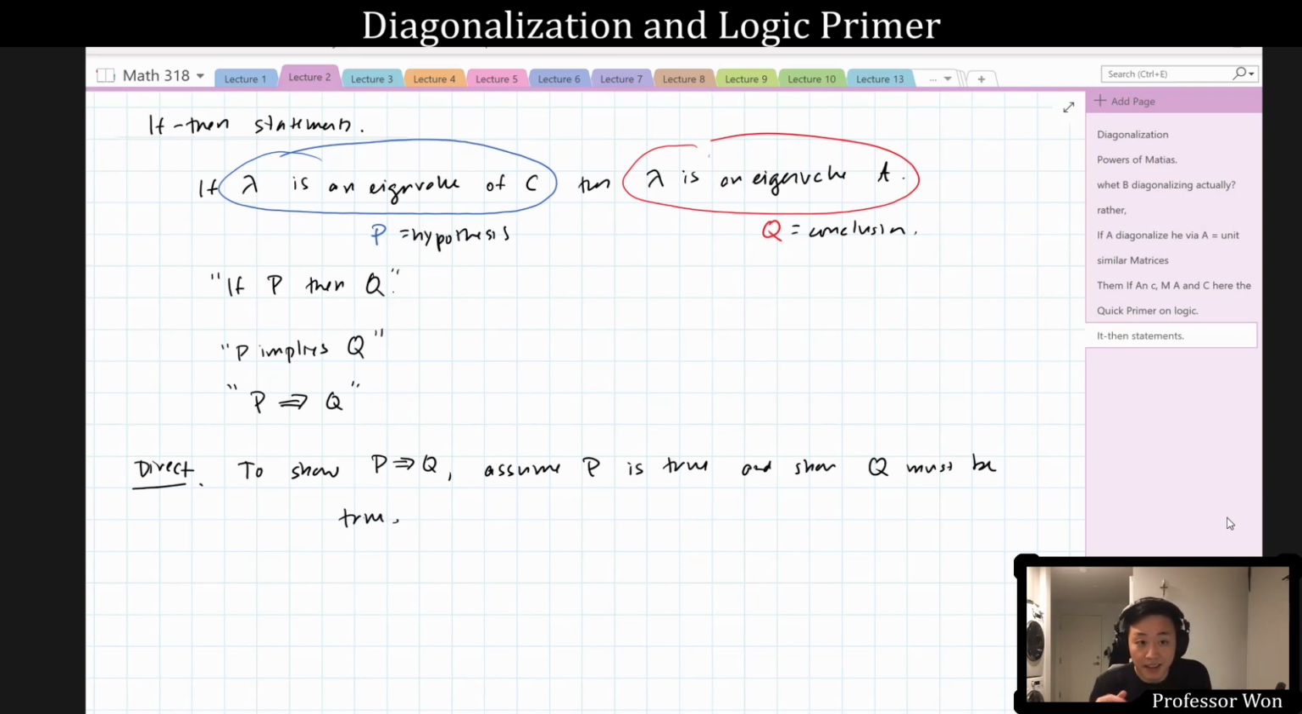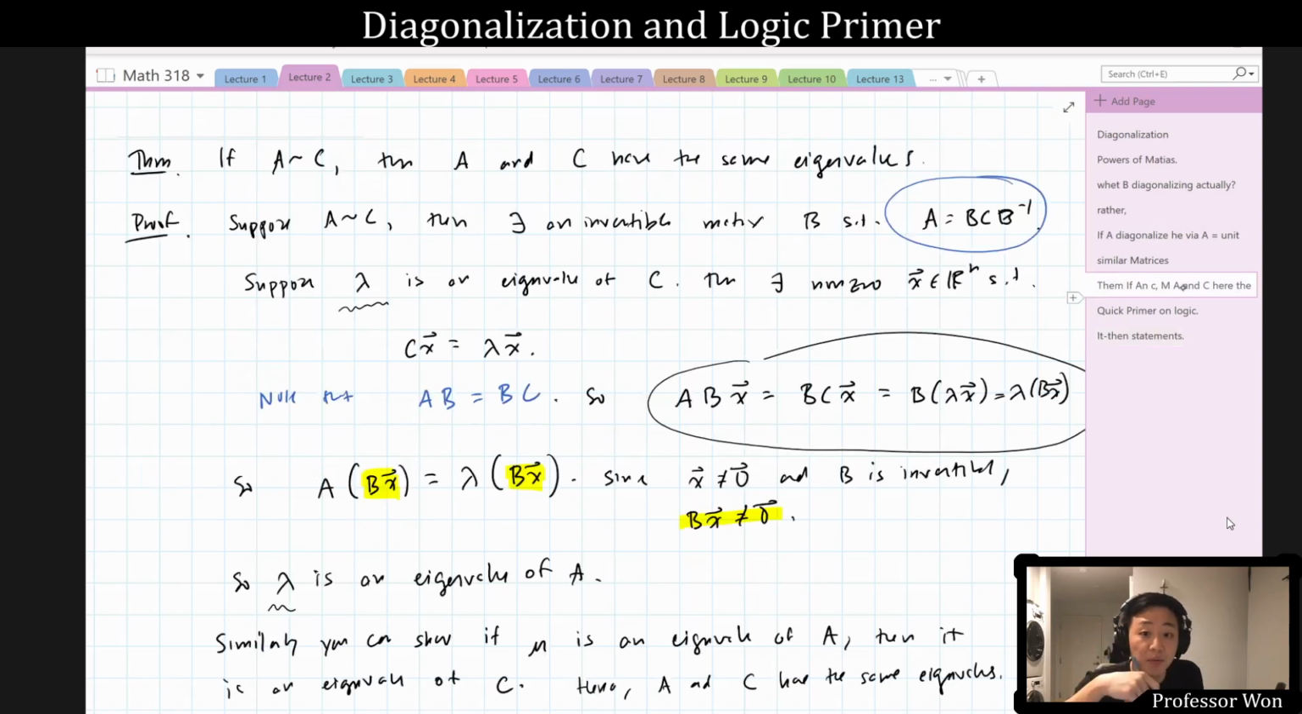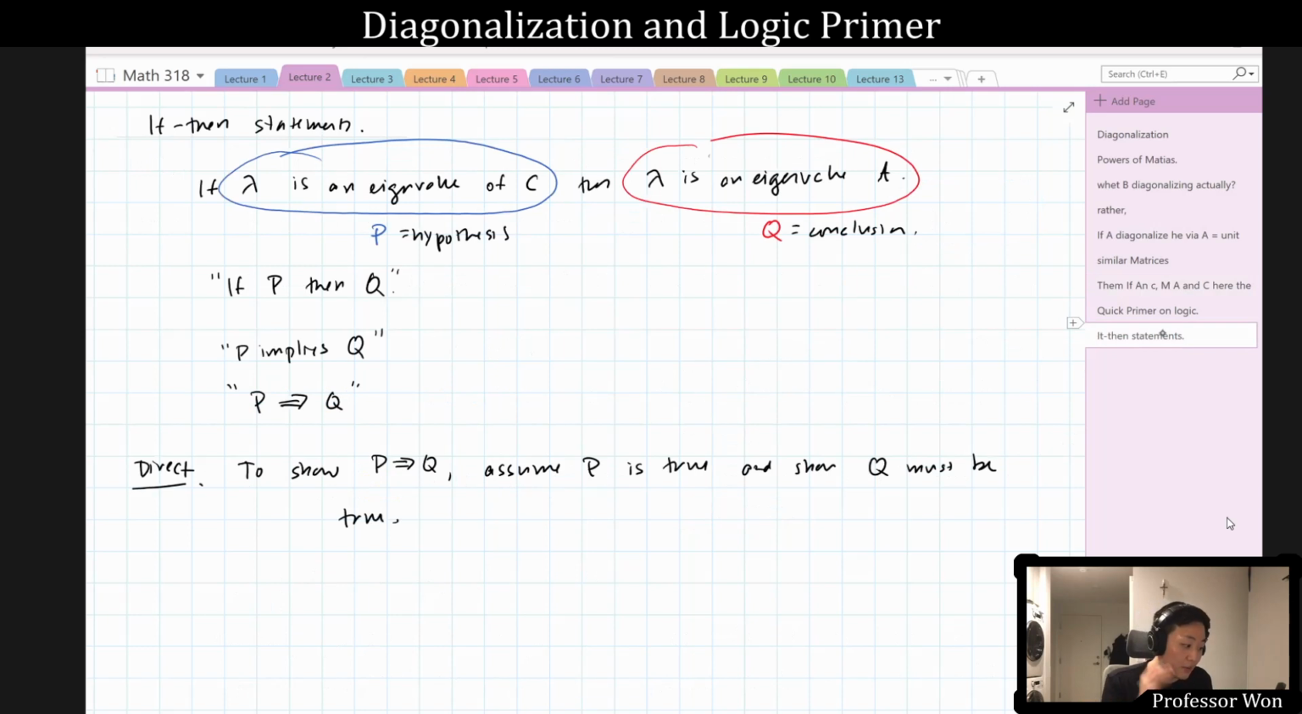Again, when I'm writing it down like this in its chemical purity, it seems kind of fancy, but that's exactly what we did in this proof here, and hopefully you followed it. How did I show that every eigenvalue of C was an eigenvalue of A? I supposed that lambda was an eigenvalue of C, so I supposed that P was true, and then I showed that this forced lambda to be an eigenvalue of A. That shows that if lambda is an eigenvalue of C, then lambda is an eigenvalue of A. This was just a proof using the direct method. I assumed P, and I showed Q.